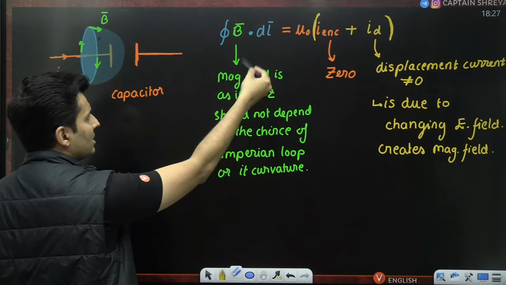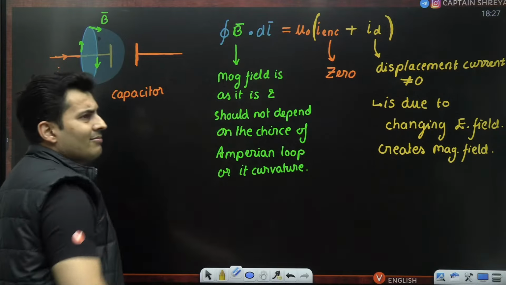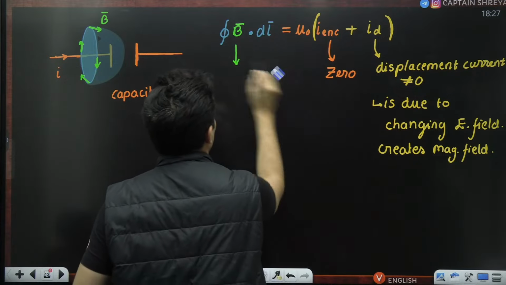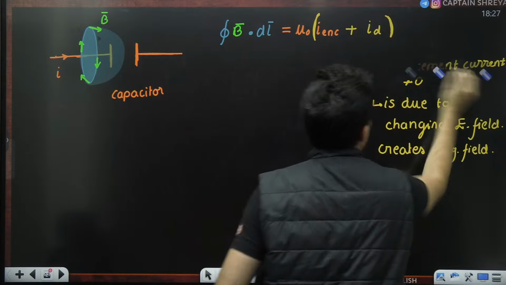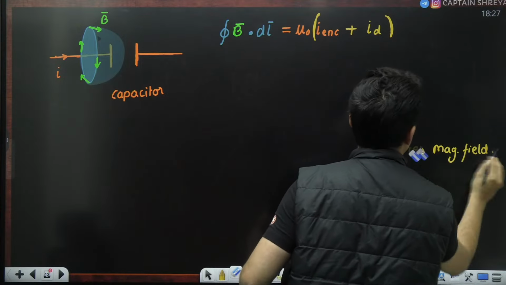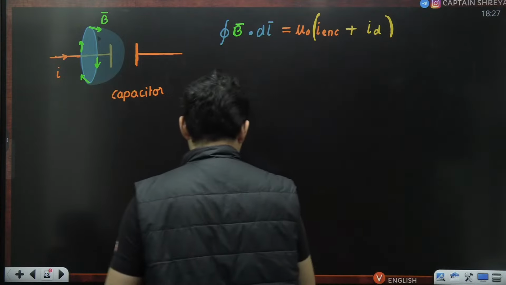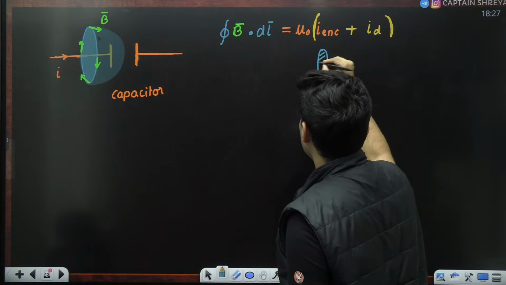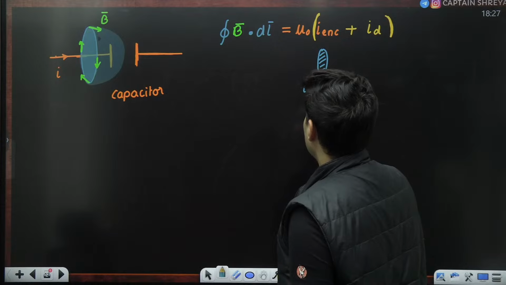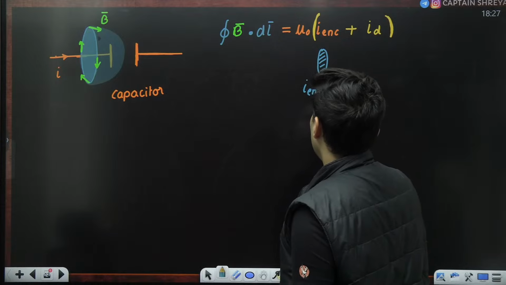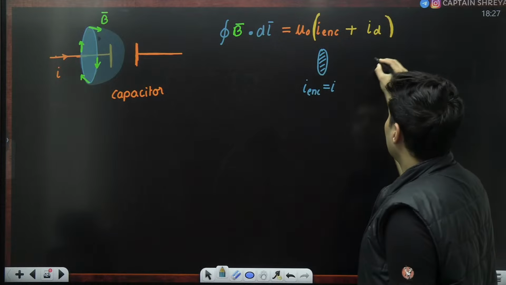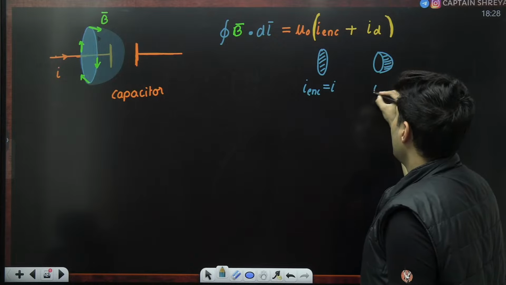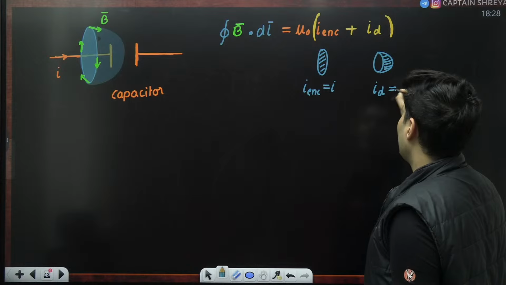Because see, the thing is, LHS has not changed. So basically, if you see over here, if you take a flat surface, then the enclosed current would have been I. But if you take a curved surface, then the displacement current should be I.